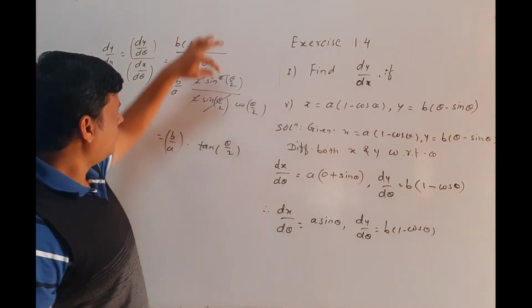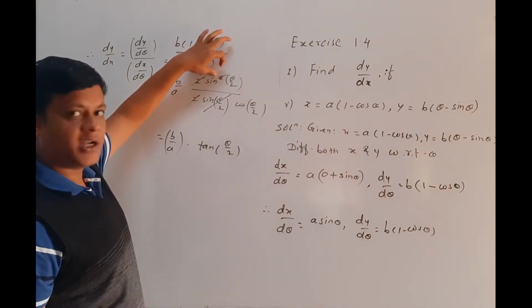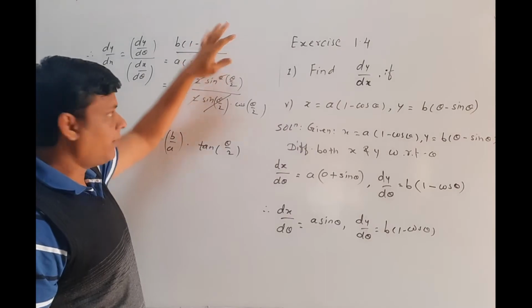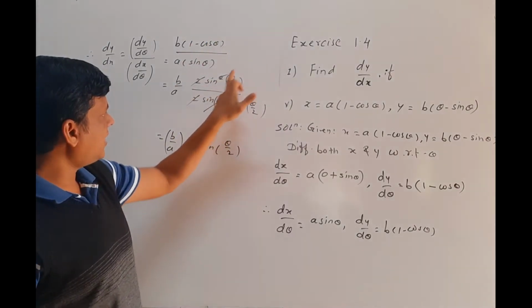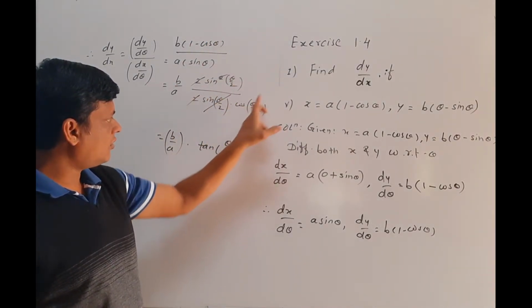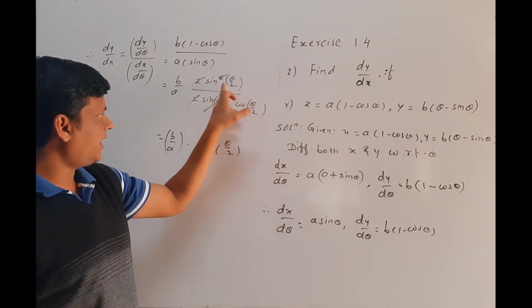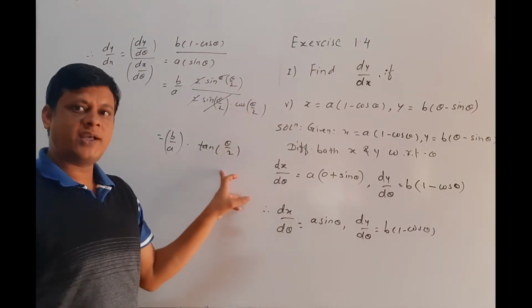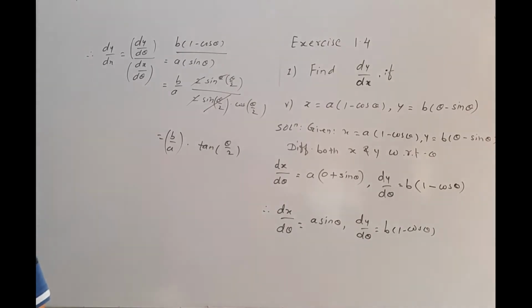Correct that. Here we cancel only one sin theta by 2, not sin square theta by 2. So here the remaining term is sin theta by 2 and here the remaining term is cos theta by 2. So we use here sin theta by 2 upon cos theta by 2 as tan theta by 2.